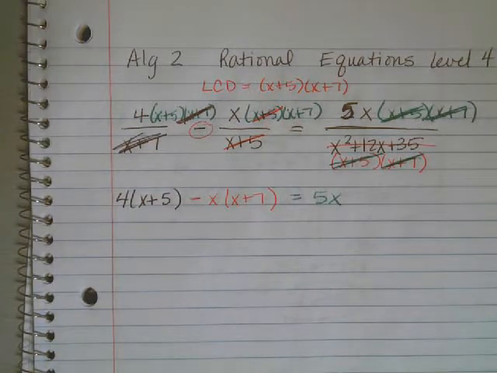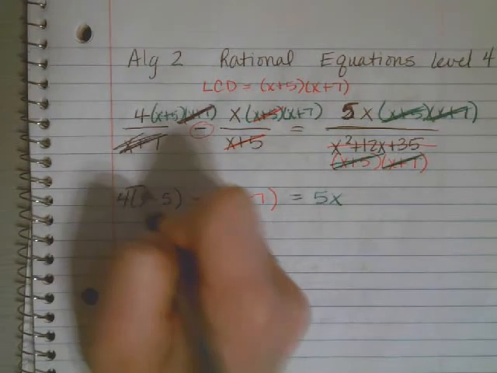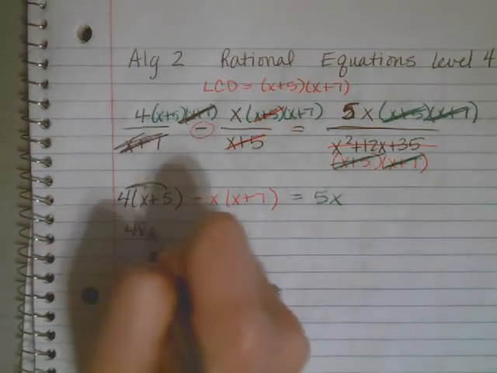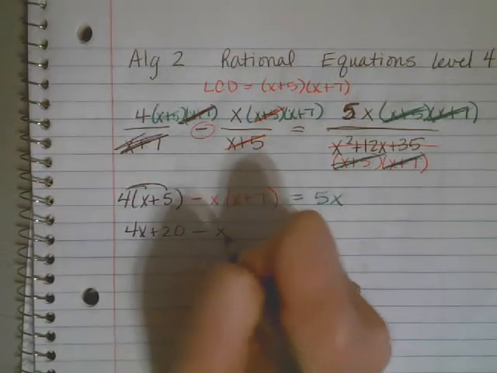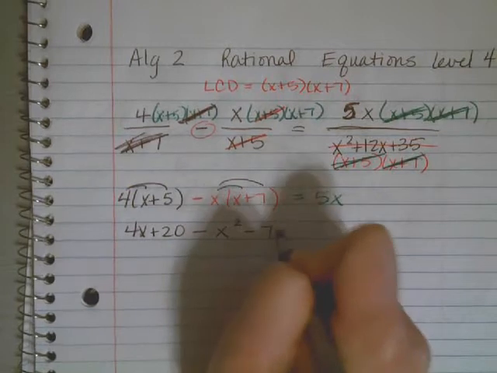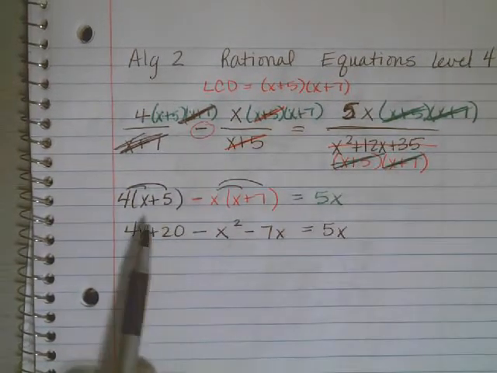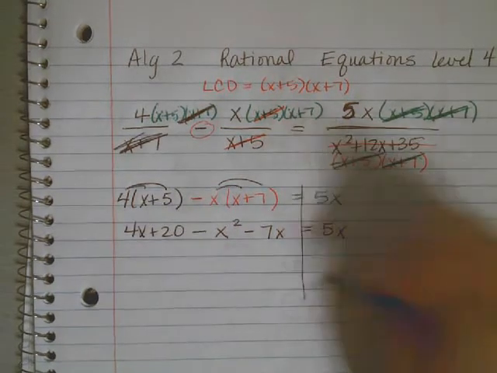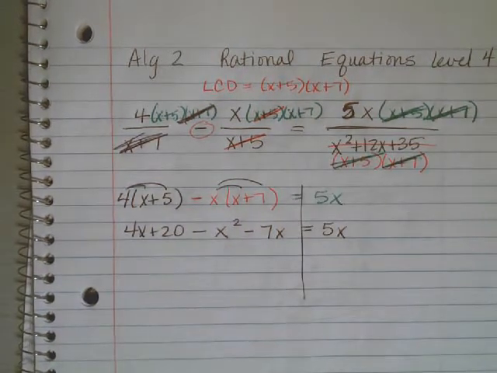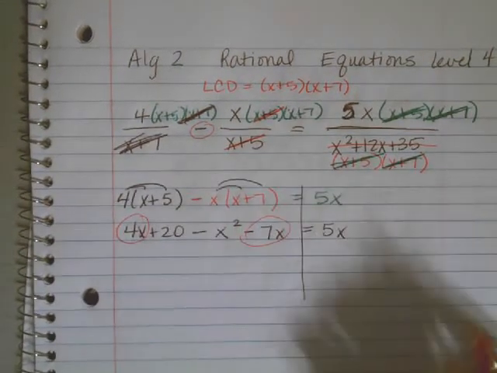Go ahead and distribute, combine like terms, and solve. I would pause the video, see if you can do it on your own, and then check back when you're finished. Okay, welcome back. Here I'm going to distribute. Distribute a negative x on this one. Combine my like terms. Let's see, I've got 4x and negative 7x.